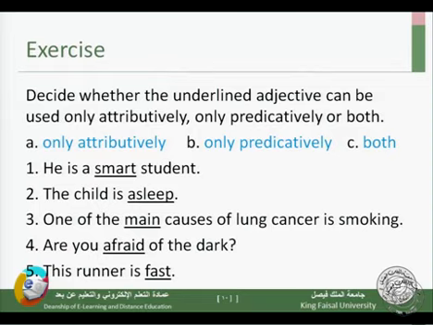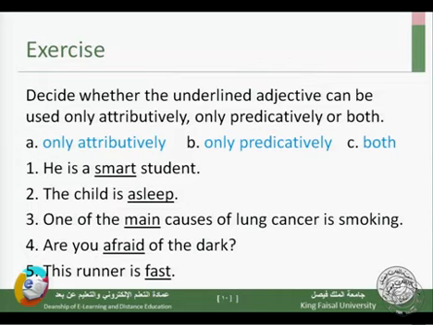So number 1, he is a smart student. Smart, can we say the student is smart? Yes. So smart can be used both attributively and predicatively, so we can choose C, both. So smart, the correct choice here is C.